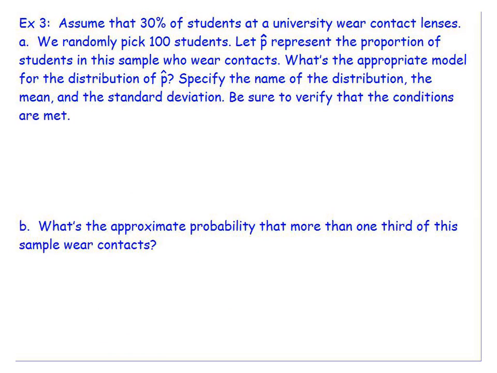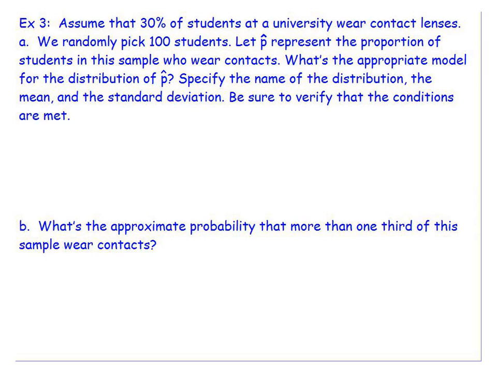We randomly pick 100 students. Let p hat represent the proportion of students in the sample who wear contacts. What's the appropriate model for the distribution of p hat? Specify the name of the distribution, the mean, and the standard deviation. Be sure to verify that the conditions are met.